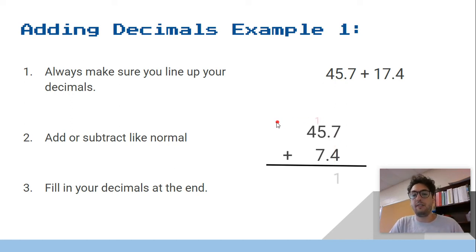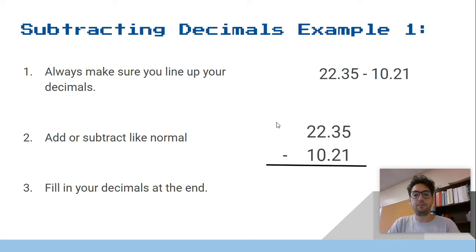So 4 plus 7 is 11, so we carried our 1. 7 plus 5 is 12, plus the carried 1 is 13, carry that 1. And 4 plus 1 is 5. And now we've got to take account of these decimals, and we just add our decimal exactly under where those decimals are. And so our answer ends up being 53 and 1/10.